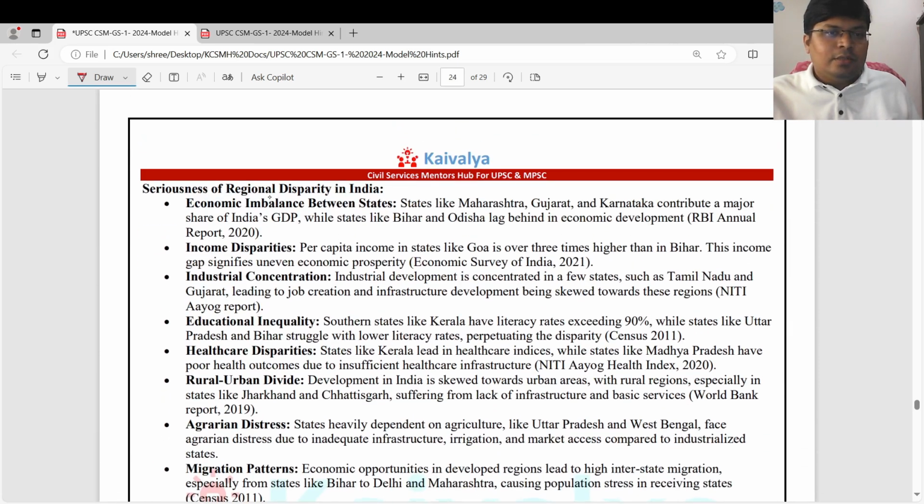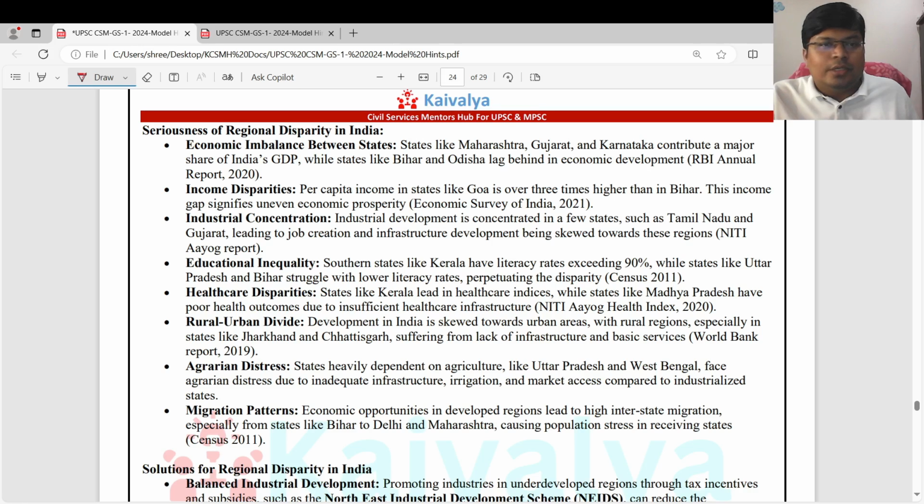Then the seriousness of regional disparity in India, meaning how regional disparity in India is affecting socio-economic development and how the different evils existing in society are outcomes of regional disparity in India. So, economic imbalance between states. Then you can quote your BIMARU states or income disparity between the states, industrial concentration in Gujarat and Tamil Nadu, but states like Bihar and Jharkhand are lacking industrialization.